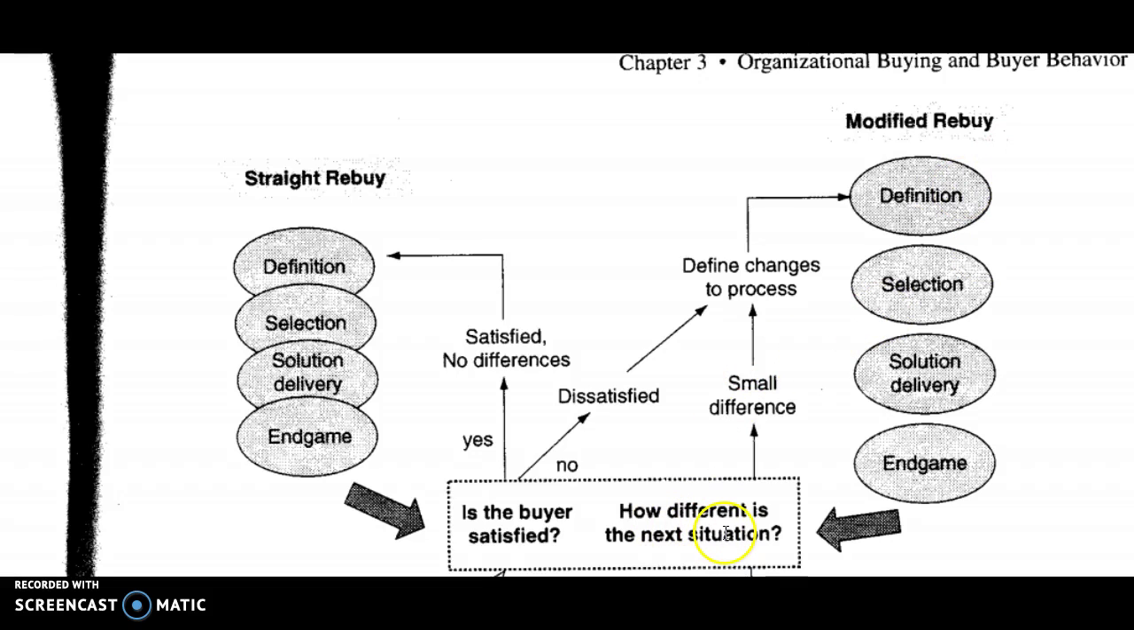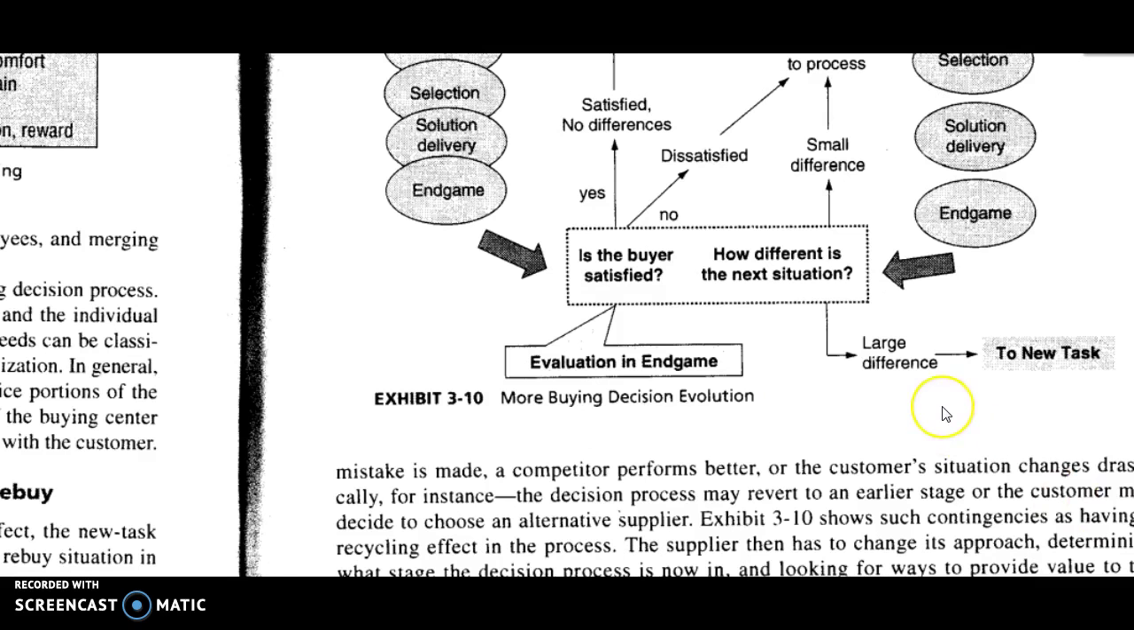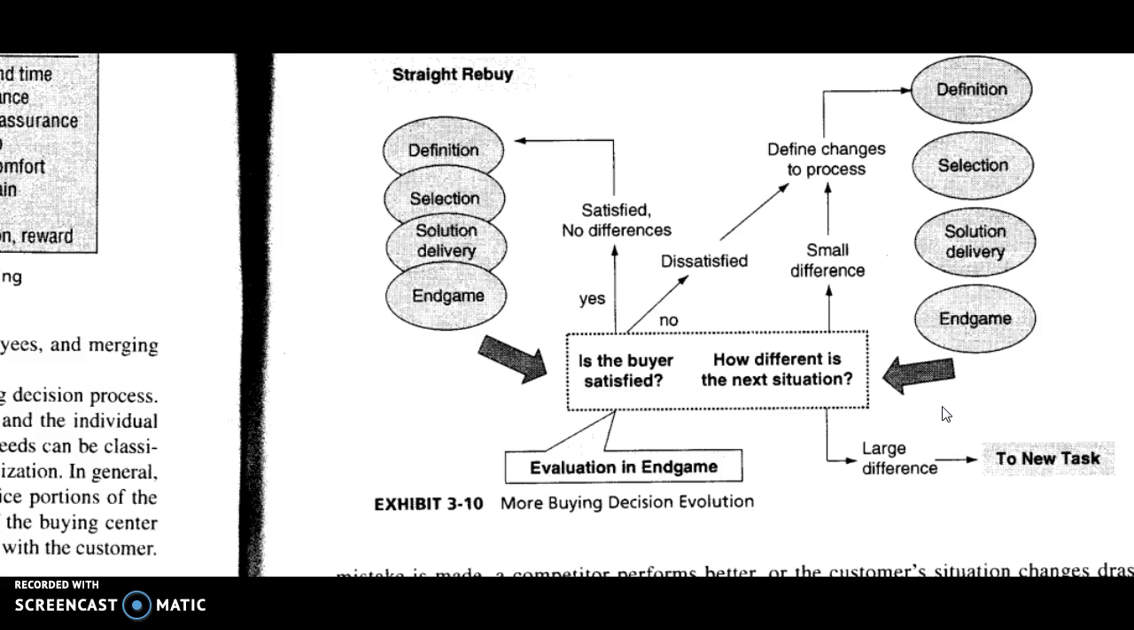How different is the next situation? If there are small differences, we define changes to the process, and we can make the modified rebuy, taking into account the definition, selection, solution delivery, and end game. And in this portion, evaluation in end game, if there is a large difference, the new task takes place. And this is Exhibit 3.10, more buying decision evolution.